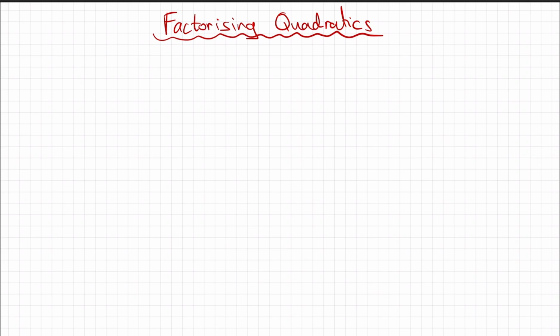A monic quadratic is one where the x squared term doesn't have a coefficient, or the coefficient is just 1. So for example, this would be x squared plus 7x plus 10. And let's say we wanted to factorize this.